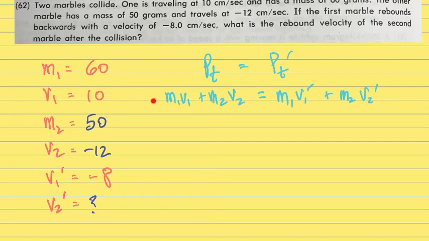So we can take the 60, plug it in here, take the 10, plug it in here, 50, and -12, all right? Over here, 60 again, but now we're going to plug in the -8, plug in 50 over here, and now you can solve for the velocity, okay? And so it's a pretty simple pre-algebra, algebra 1 type of problem once you get to that point of just plugging in the numbers. These will add together to give you a number. This will give you a number. You can bring that over and then divide by the mass, and you've got the velocity, all right?